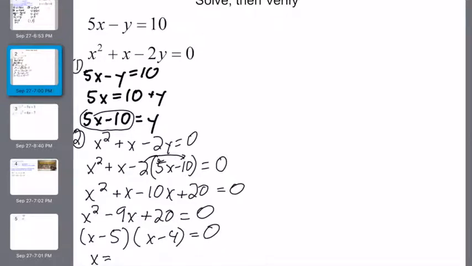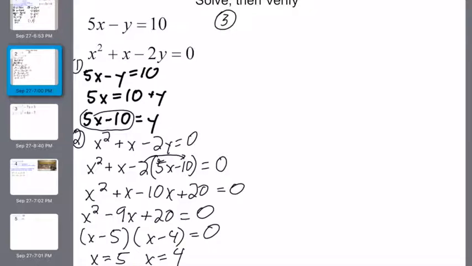So our roots then are at x equals 5 and x equals 4. So we see that we're going to have two solutions for this system of equations. We have those two roots. Okay, so let's go ahead and plug both those into either equation now for step 3 to solve for our y.